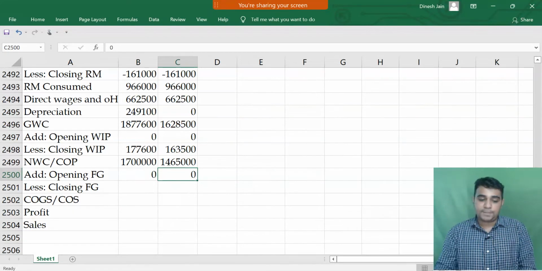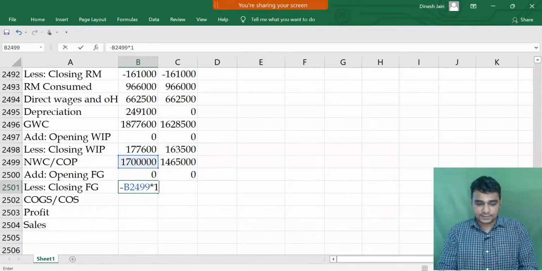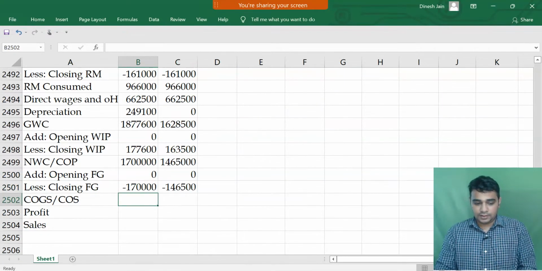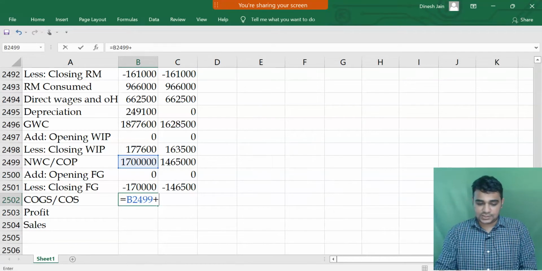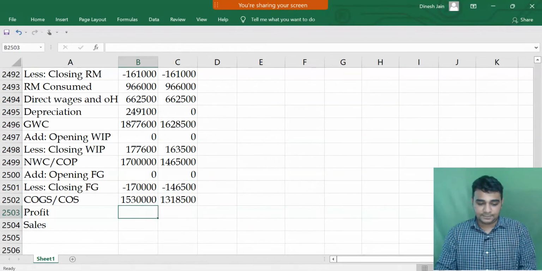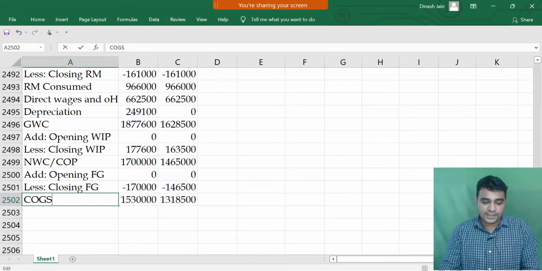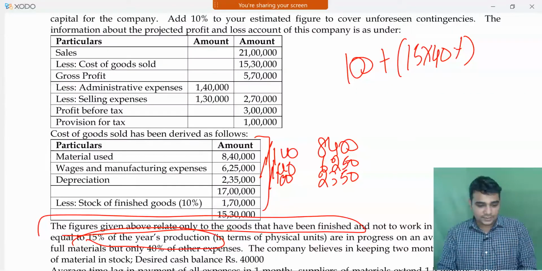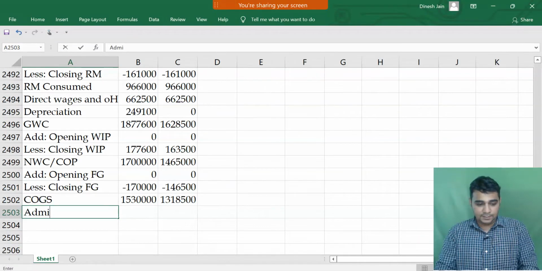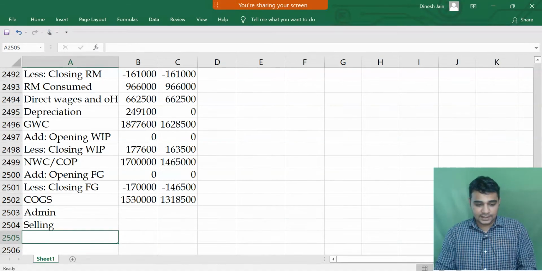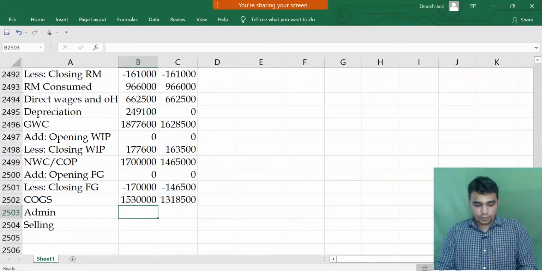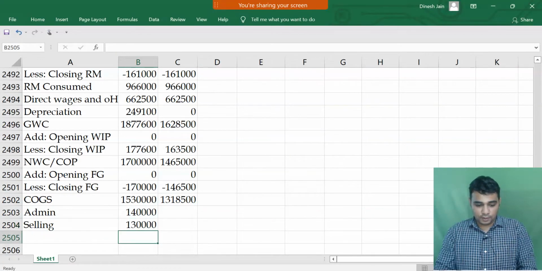Closing FG is 10%. My COGS is this. This is what would have been given in the question, 15 lakh 30. It's not COS, there are other expenses also. We have other expenses like admin, selling. Admin is 1 lakh 40, 1 lakh 30.